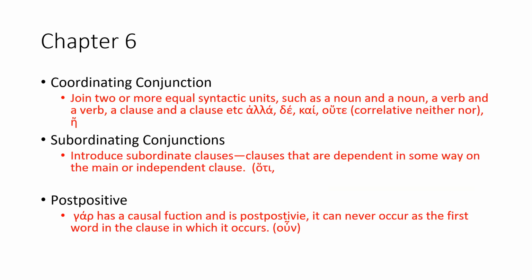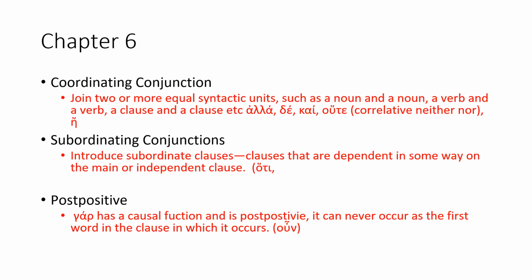Coordinating conjunctions join two or more equal syntactic units, such as a noun and a noun, a verb and a verb, a clause and a clause, etc. Alla, de, kai, oute are all coordinating conjunctions. Ē is another one. Oute can be correlative, meaning neither nor. Subordinating conjunctions introduce subordinate clauses, clauses that are dependent in some way on the main or independent clause. Hoti is an example of a subordinating conjunction.